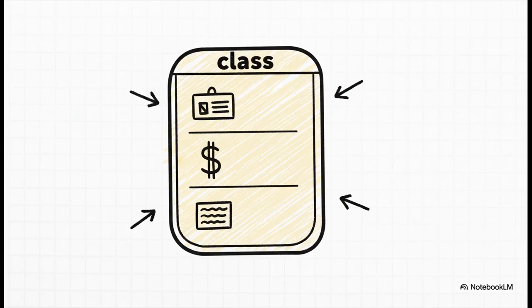Now check this out. This is what that blueprint can look like in actual code. Here, we're defining a class called Product. And all we're saying is that anything we create from this blueprint must have a name, a price, and a description. That's it. This one little template sets the rules for every single product we're ever going to create.